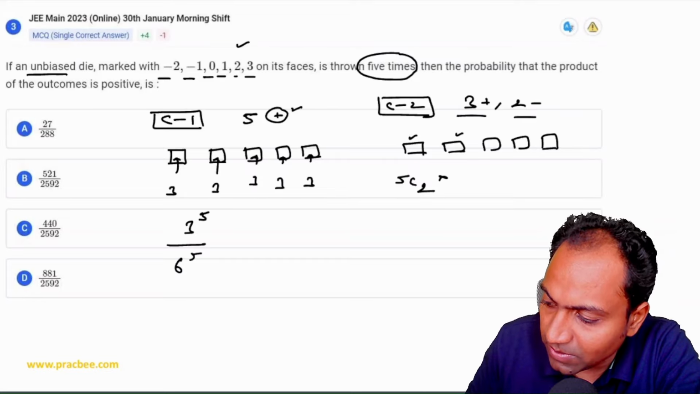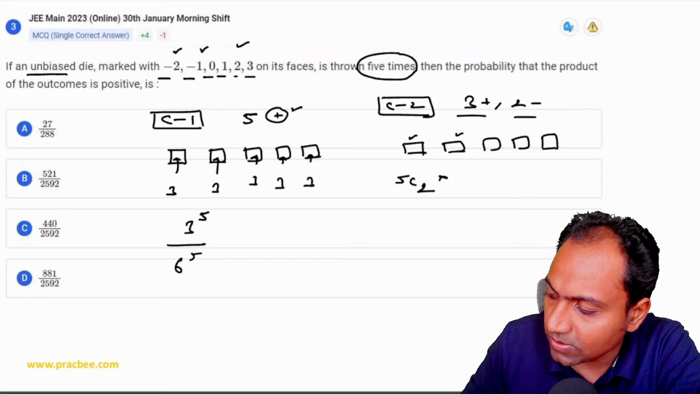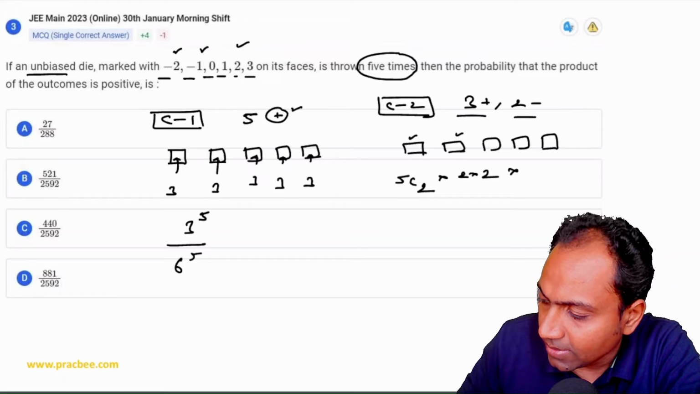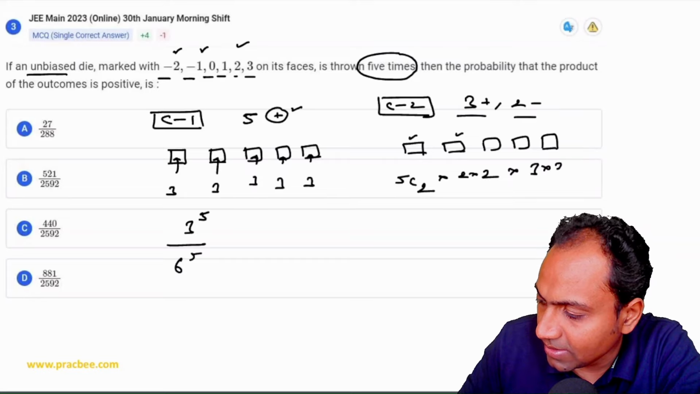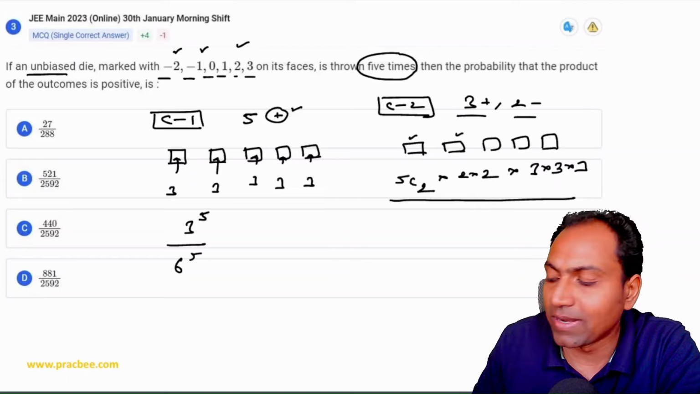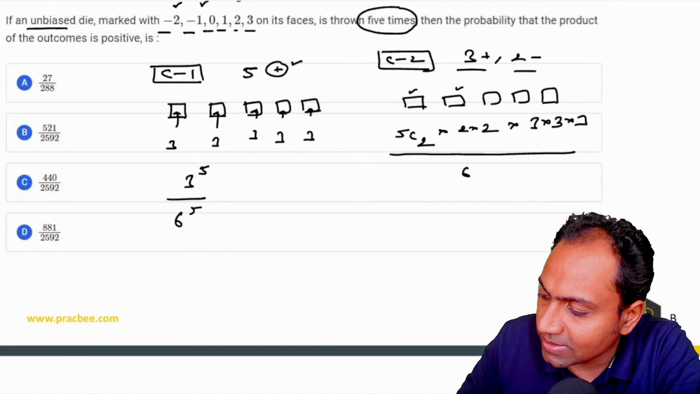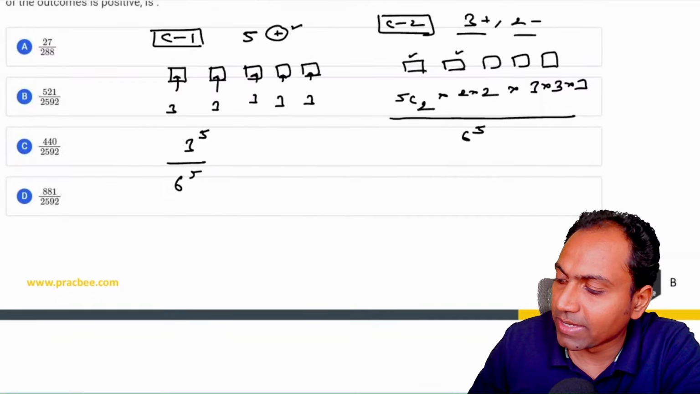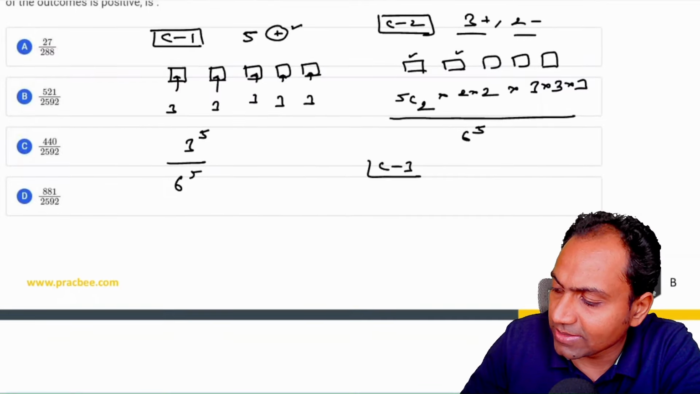Now these can be filled using -2 and -1, so there are only 2 choices to fill both of these boxes. And then whatever is remaining can be filled in 3, 3 and 3. So these are favorable cases. If I divide this by the total number of cases, that is 6 raised to the power 5, I should get my answer. And there could be a third case, and now you might have guessed that case as well.